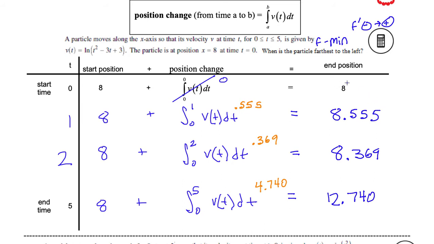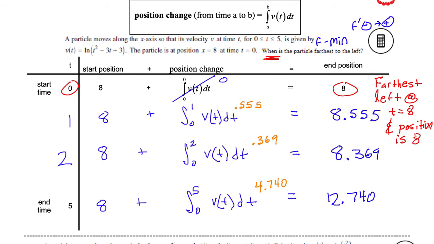Farthest to the left, that's the minimum value. The minimum value is here. So when is the question? So the time is equal to 0. So if I actually answer this question, farthest left at t is equal to 0 and position is 8. So that's me answering the question.